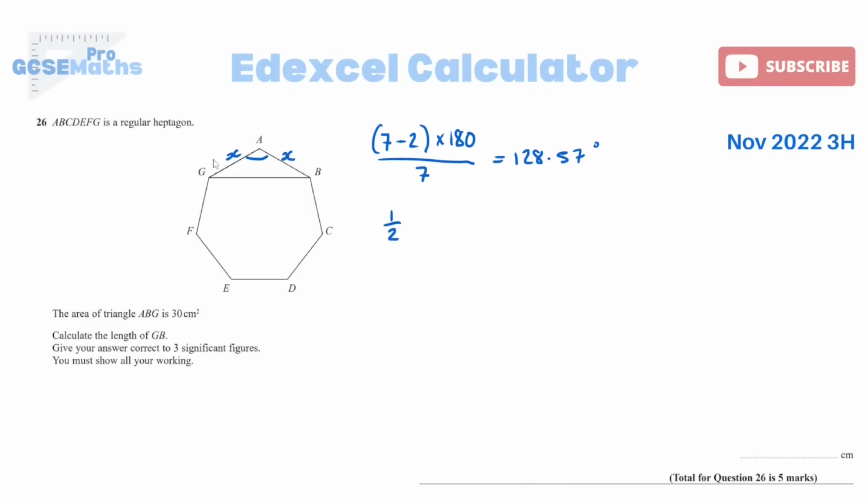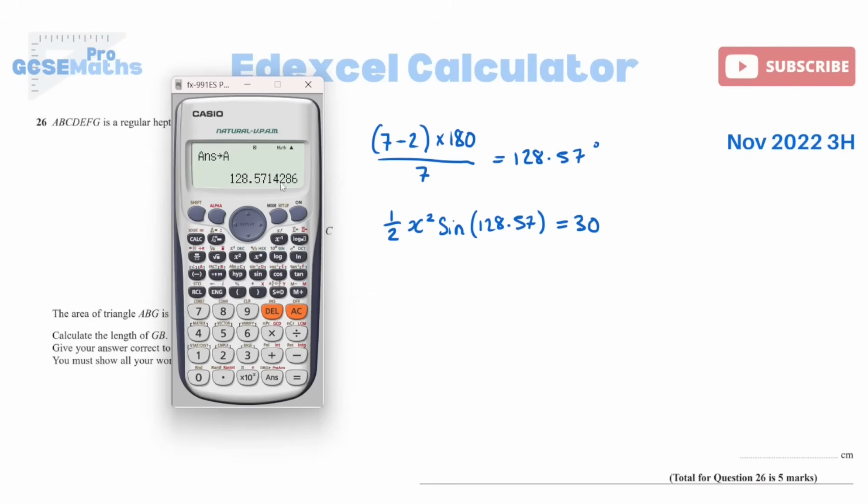Half AB, so that would be x times x, which is x squared. Sine of the angle would be sine of 128.57, and I know that that equals 30. So do you see how I could rearrange this to work out one of the sides of the actual heptagon? So I've got my answer here anyway, so for now I can use that. But I would probably do 30 divided by the half and the sine. So divided by 1/2 times sine of my answer.